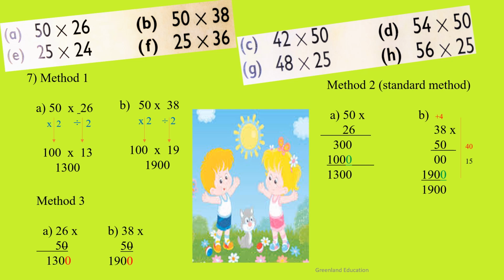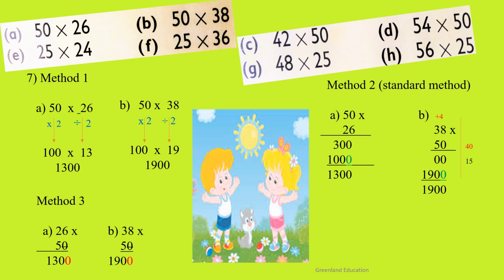Now, then you have the next number, 26. We are halving 26. We are taking half of 26. 26 divided by 2, when you take the half of 26, it is 13. So, in the next step, 100 multiplied by 13. So, the answer is 1300. 50 you are doubling. The next number you are halving. You are taking the half of that.